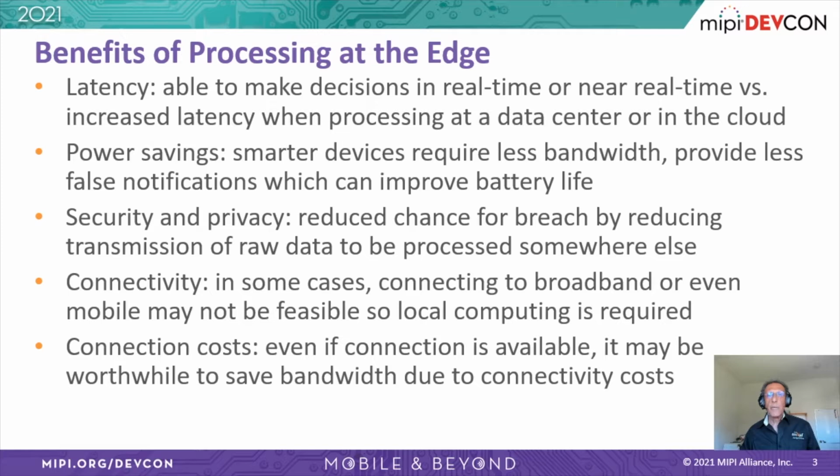From a security and privacy perspective, edge processing reduces the chance for breach while the raw data is in transit to be processed remotely. Of course, the local edge device needs to be well protected and secured. In some locations, connecting to the cloud through broadband or cellular network may not be possible, so local computing is mandatory. When the connection is available, cost might be a hurdle that can be addressed by deploying edge processing.